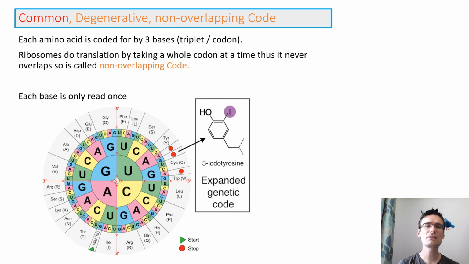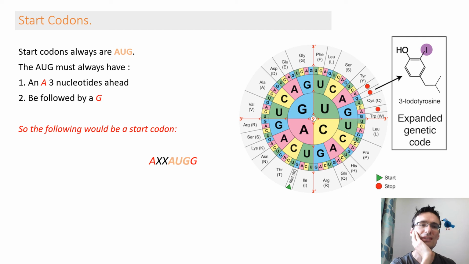And next one is non-overlapping. What that means is each amino acid is coded for by 3 bases. Ribosomes translate a whole codon at a time, so they never overlap. They look at each 3, then the next 3, then the next 3, and that is a non-overlapping code. And it's worth pointing out that these are the codons on the messenger RNA, and that's why we have U here, not T, because this is the copied messenger RNA code, which has come from the DNA.